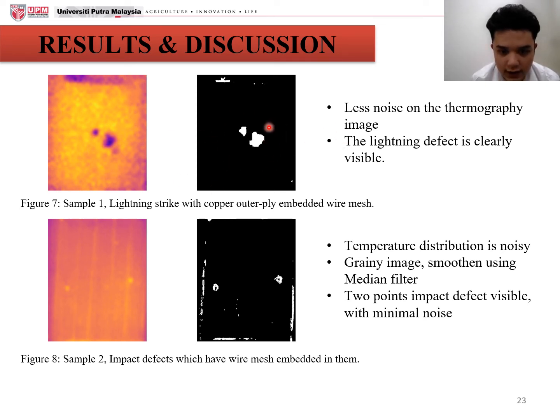processing for sample one. Sample one has less noise in the thermography image, and after processing the lining defect is clearly visible. The same goes for sample 2, sample 3, and sample 4. I had to adjust the certain pixel value. For sample 2, before processing, the temperature distribution is very noisy. After processing, the grainy image is smoothed, and before getting the final result I had to apply the median filter. Then after processing the image, the 2-point impact defect is visible with minimal noise.